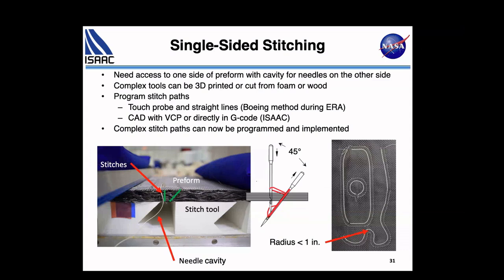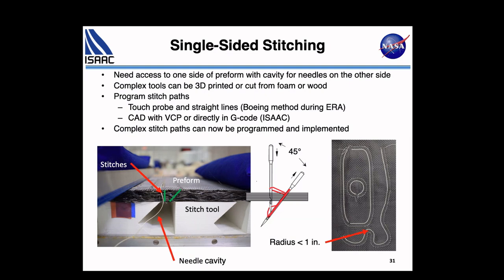Here you can see the cavity I mentioned, where this is all you need. You need a space underneath to put your needles through rather than needing actual access under here. And then here are some of the stitch patterns we were doing when we were playing. You know, what can we do here? How tight a radius can we get? Things like that.